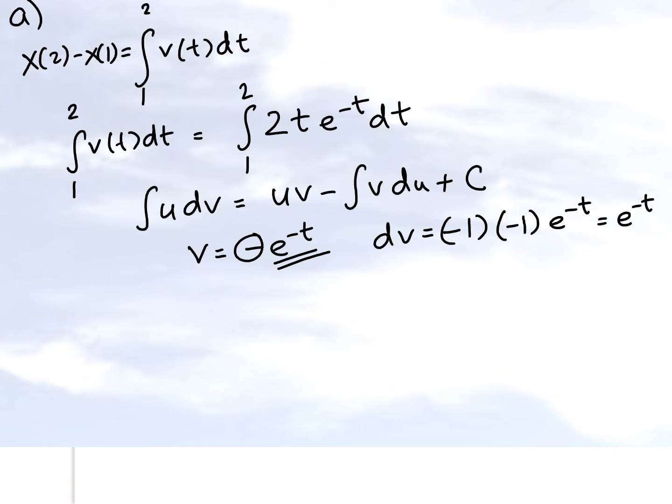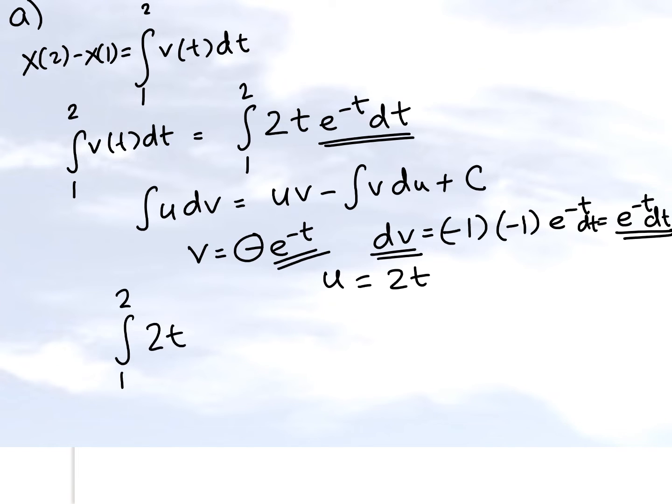So we can see that here we can replace this part right here by dv, with dt here and dt here. And that's how we're going to do that. And of course, the u part will be 2 times t. So what we're basically saying is that we are going to rewrite our integral from 1 to 2 of 2t e to the power minus t dt as an integral going from 1 to 2.